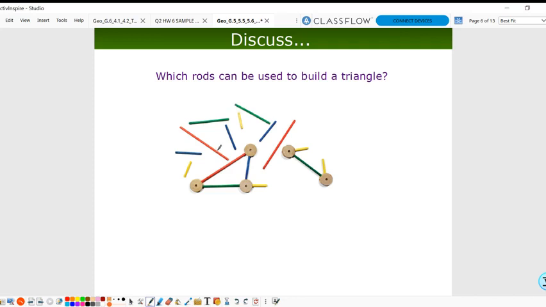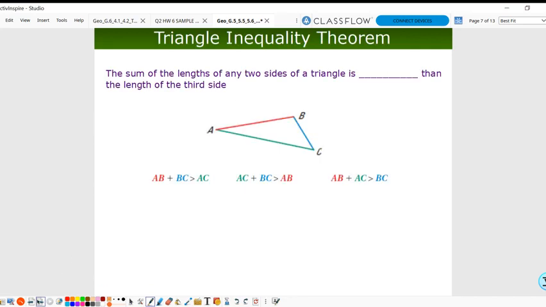How do we know which of these pieces can be used to build a triangle? We have a triangle inequality theorem. The sum of the lengths of any two sides of a triangle is greater than the length of the third side. So for example, AB plus BC, two side lengths, has to be greater than the length of the third side. If I said AC plus BC, it would have to be greater than AB. And AB plus AC should be greater than BC.